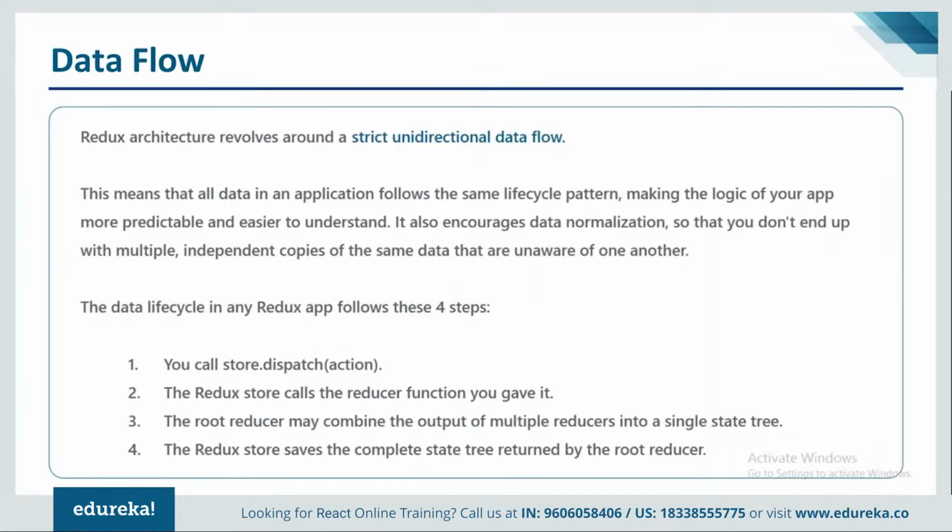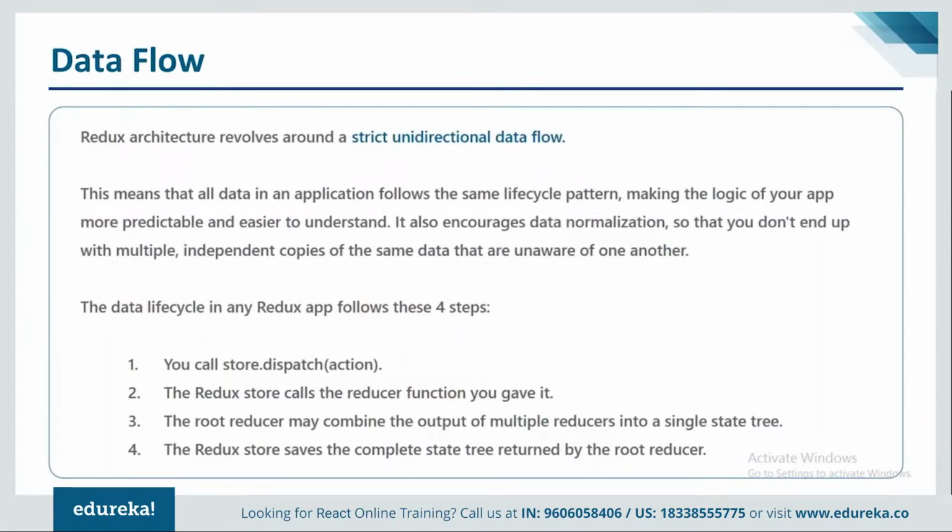If I talk about Redux architecture, as I mentioned, it revolves around a strict unidirectional data flow. The data lifecycle in any Redux application basically follows 4 steps. As you can see on the screen, these are the 4 steps, and they happen in this order only. Which means that data in an application follows the same lifecycle pattern, making the logic of your app more predictable and easier to understand. So what are these 4 steps? The first step is that you call store.dispatch(action). The second step is that the Redux store calls the reducer function you gave it.